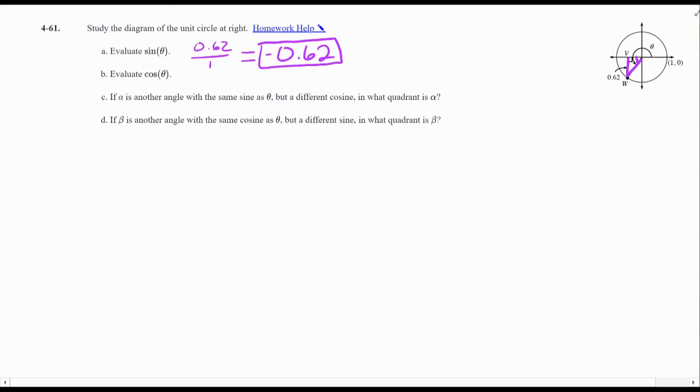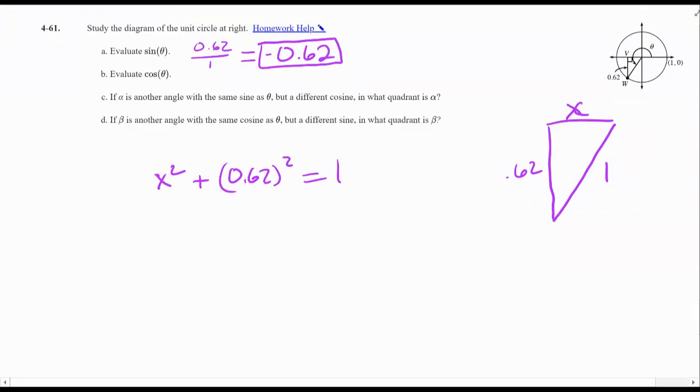For cosine, some people might think, unit circle, I need to know what exact angle this is. And the answer is no, you don't, because really we can just use the Pythagorean theorem. If I know that I have this triangle, let's enhance. This is 0.62, my hypotenuse is 1. I can look for my adjacent side just by using the Pythagorean theorem, right? So I'm just going to call it x because we're so used to using x for variables. So x squared plus 0.62 squared equals 1 squared, which is just 1.